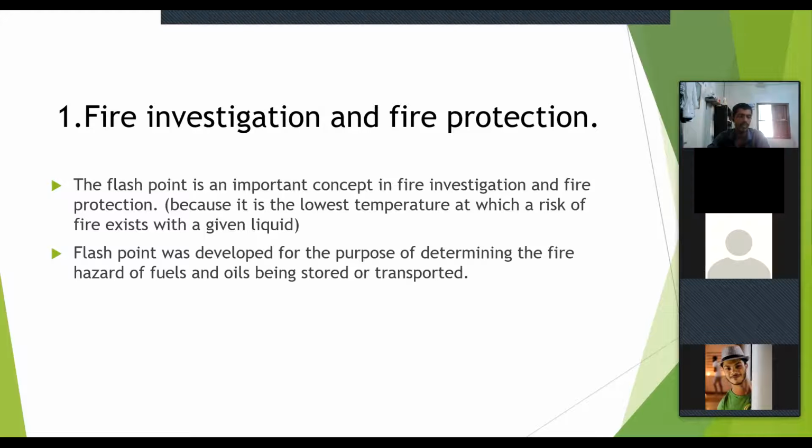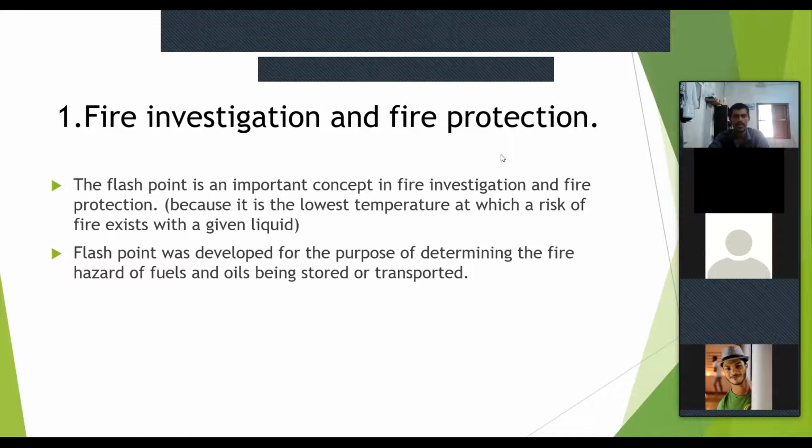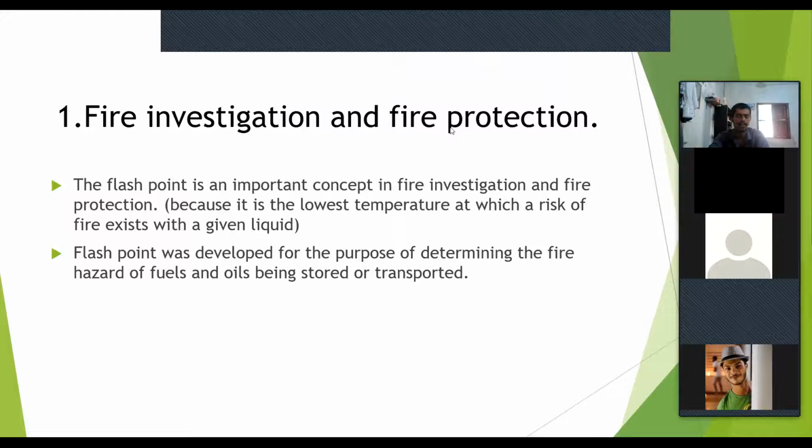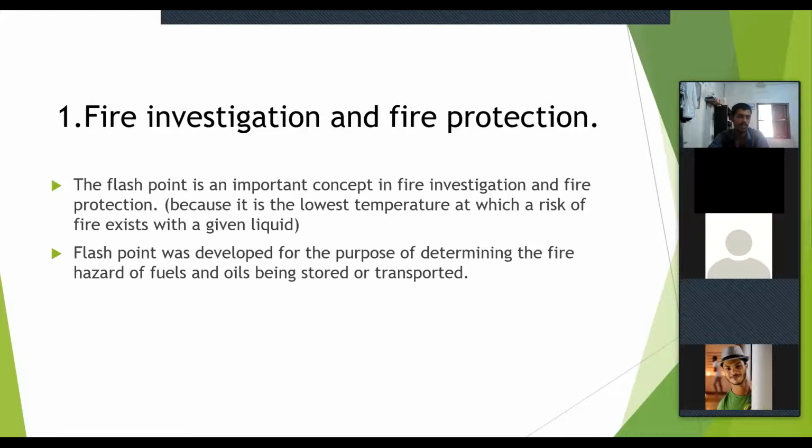So for those purposes, we have to measure the flash point of each fuel, or any lubricant oil or any flammable liquid. It can be any flammable, not only the fuel. It can be an oil or something. And the first thing is fire protection, risk. To measure or calculate the risk, we have to know the flash point of that fuel, right?